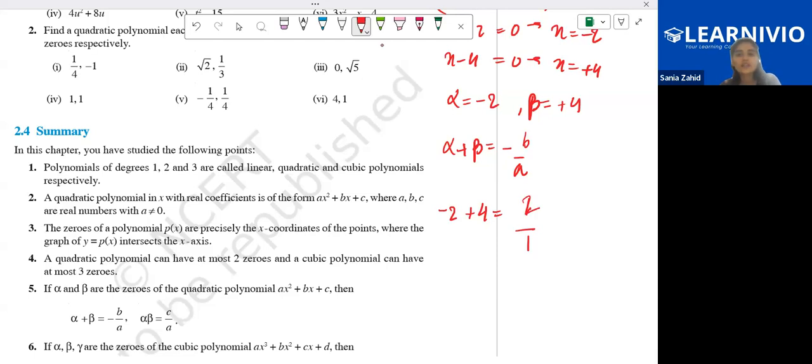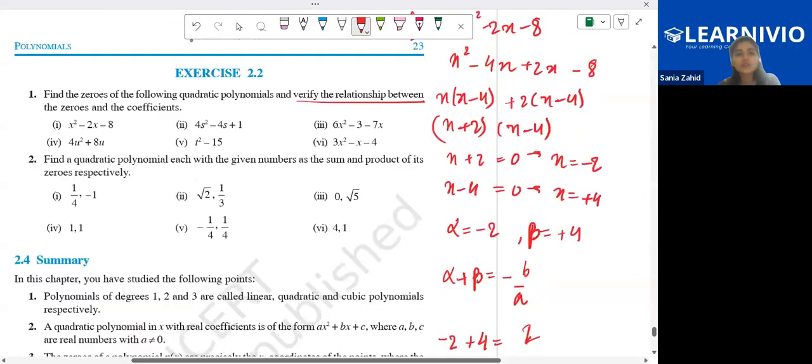Okay. So you get 2 is equal to 2. So LHS is equal to RHS. That means your answer is correct. Now we come to the second question. The second question says 4s square minus 4s plus 1.